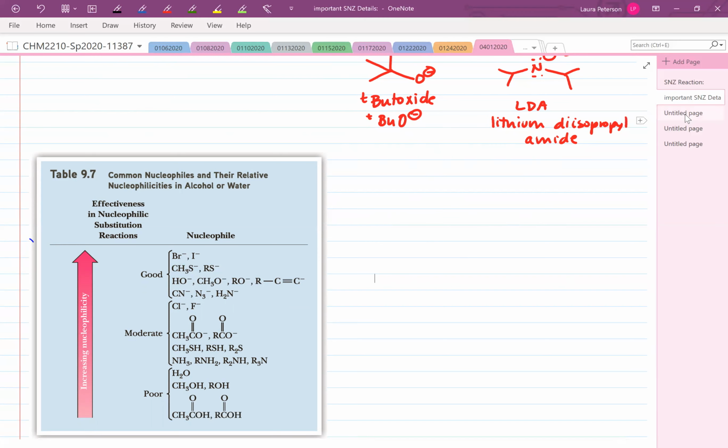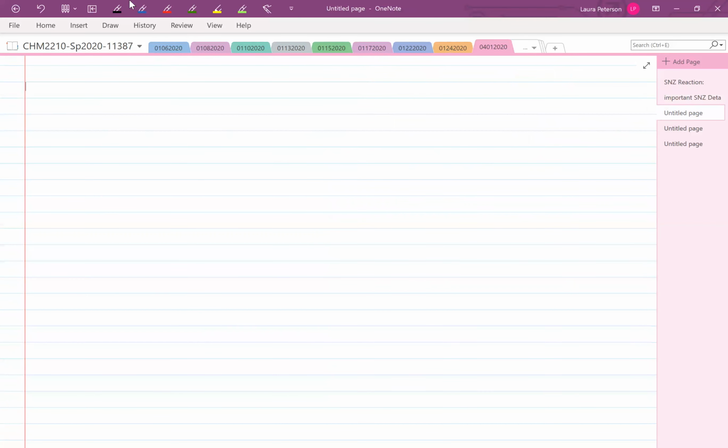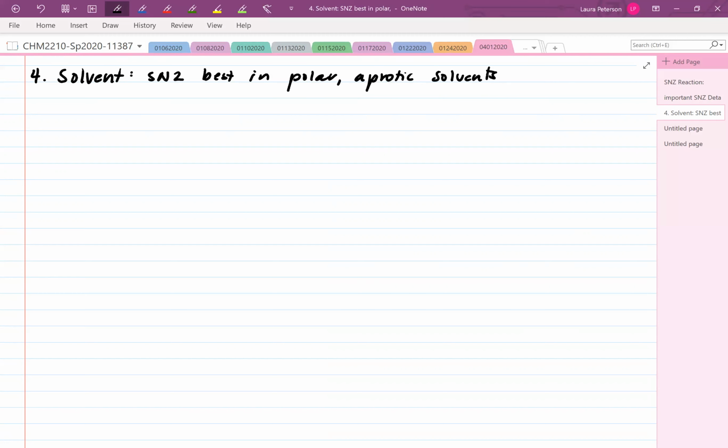One of the next things we need to talk about, and we have two more things to talk about for the SN2 reaction, is the solvent. The SN2 reaction is best in polar aprotic solvents. We saw that with THF, but what are some other examples of polar aprotic solvents, and why do we want a polar aprotic solvent? What does polar mean? Well, we know what polar means: a polar molecule with polar covalent bonds. Why we'd want a polar solvent is because it stabilizes the polar species, like the nucleophile in the transition state.